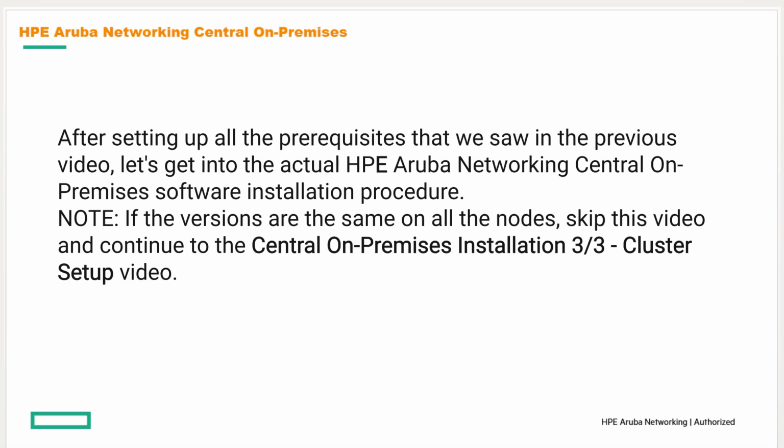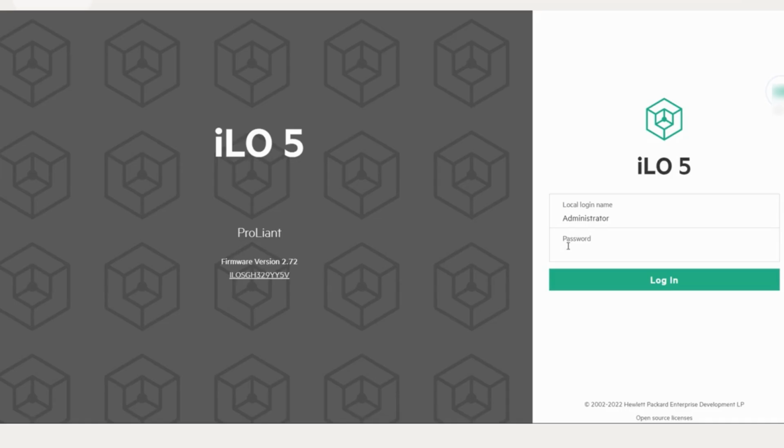After setting up all the prerequisites that we saw in the previous video, let's get into the actual HP Aruba Networking Central on-premises software installation procedure. If the versions are the same on all the nodes, skip this video and continue to the Central on-premises installation cluster setup video. First, let's log into ILO.